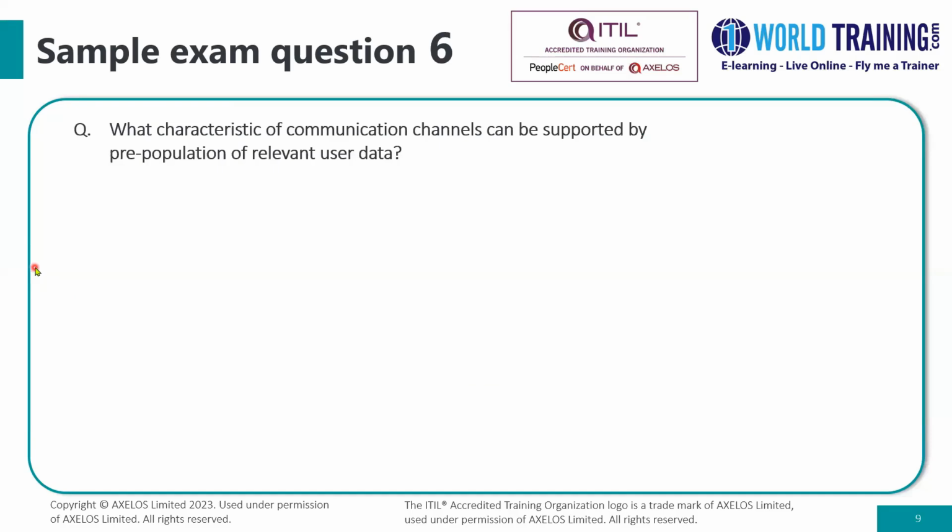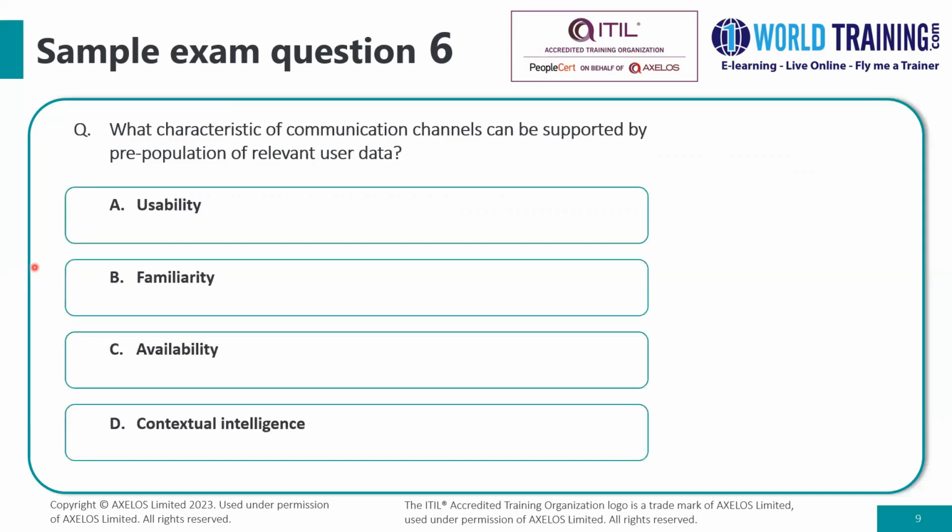Question number 6. What characteristic of communication channels can be supported by pre-population of relevant user data? Usability, familiarity, availability, or contextual intelligence? Wouldn't it be great when the communication channels are supported with pre-populated relevant user data? For example, the user's profile and so on. And this is known as contextual intelligence.